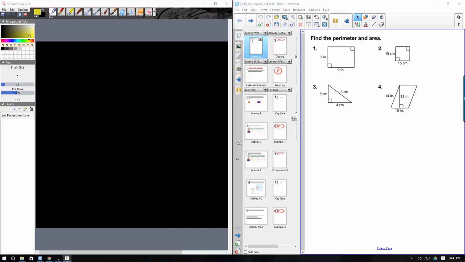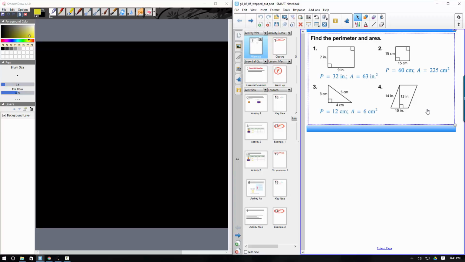Alright, so this video will focus on 2.6. And if we look here, it asks for the perimeter and area. So I'm going to pause the video, or ask you to, and try to figure out the perimeter and the area of all of the various shapes. Alright, so here you go.